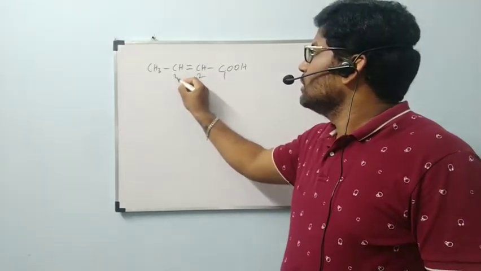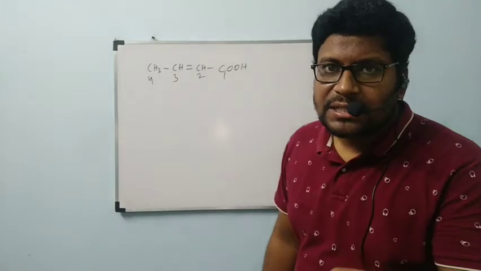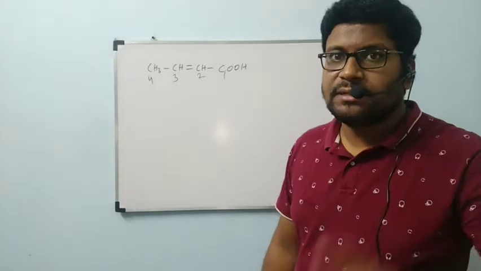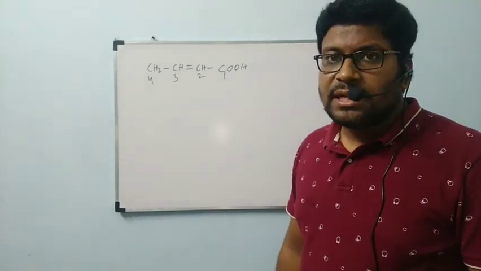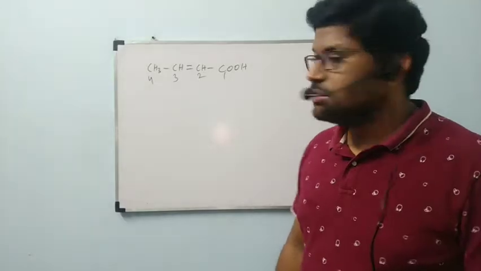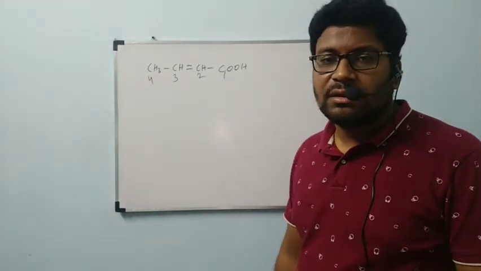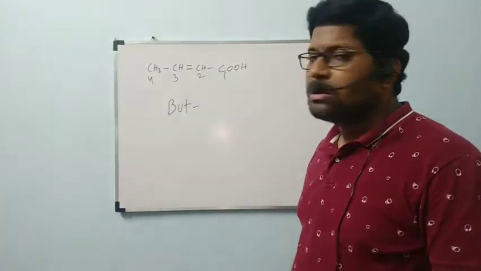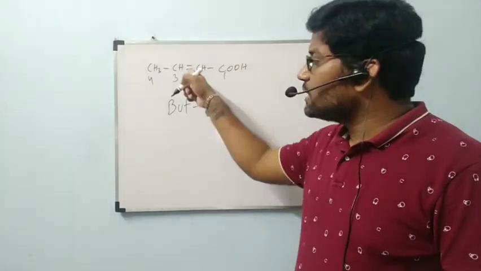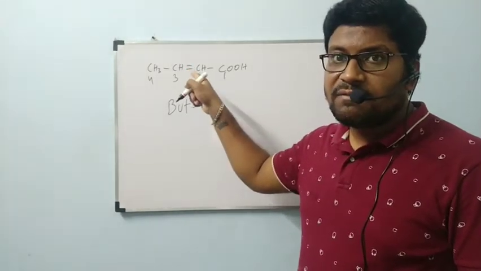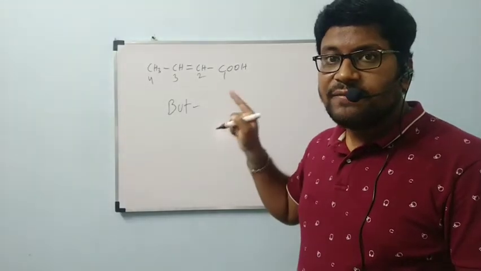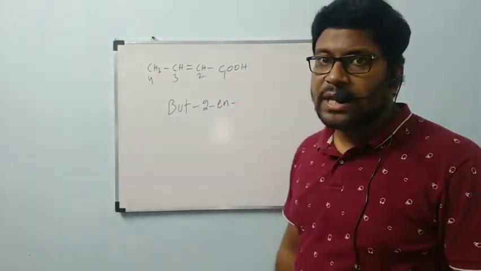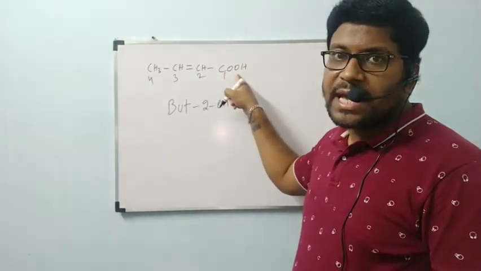1, 2, 3, 4. While selecting the parent chain, we have to select it in a way that the functional group is included in the parent chain. Now, 4 carbons are there, so the root word is but. The double bond is between carbon and carbon, so it is unsaturated: ene. On which carbon is it present? Second carbon. But-2-ene. On first carbon, oic acid.